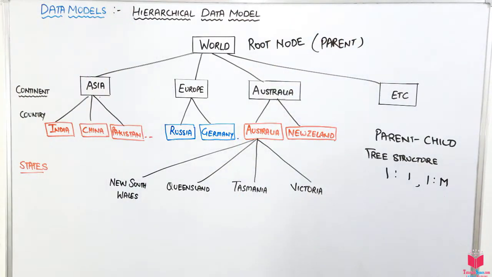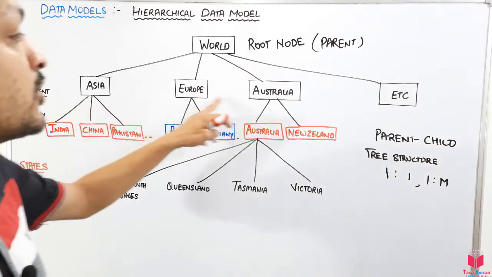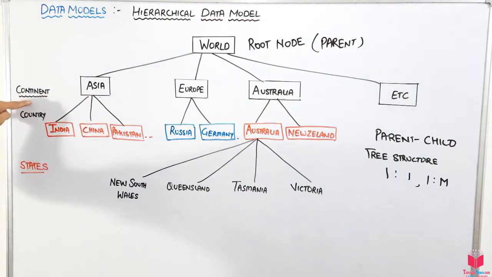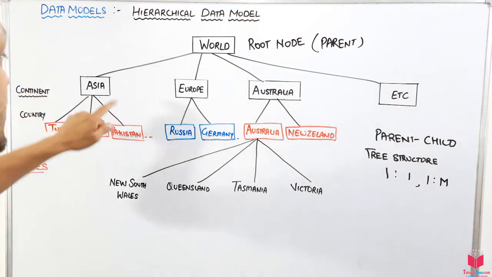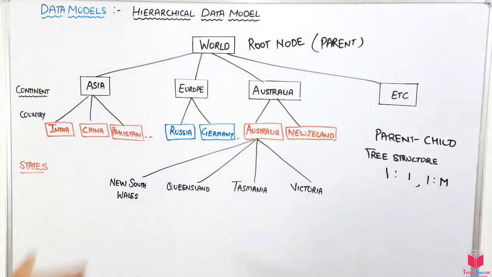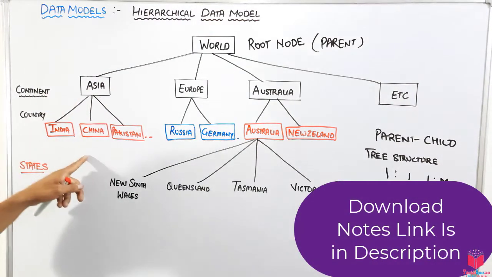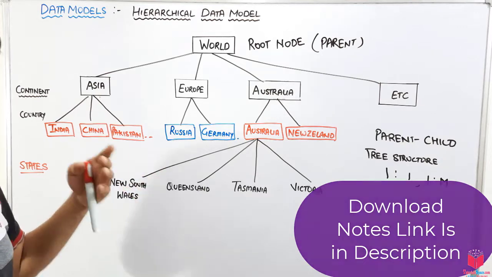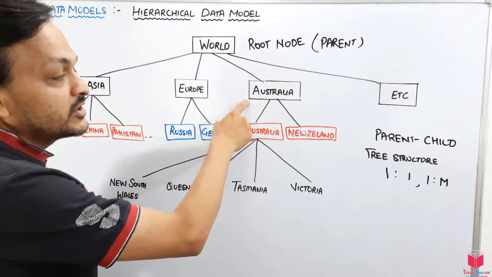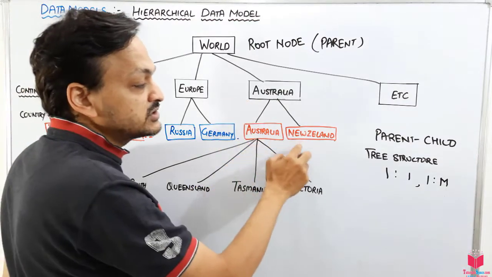Okay guys. Then this parent, the world, has its children like Asia, Europe, Australia and more, because we are mentioning the continents which come under the world. Then Asia has countries like India, China, Pakistan and many more. In Europe we have Russia, Germany and many more. In the Australia continent we have Australia, New Zealand and many more.